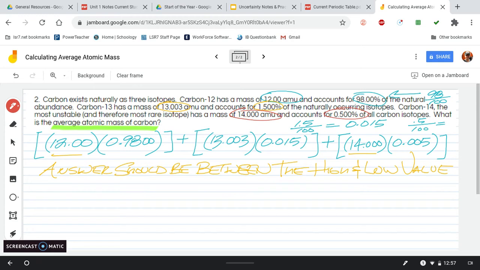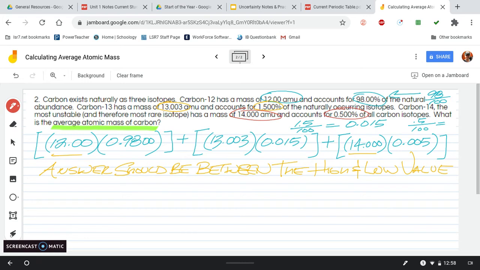So get your trusty calculator out. I got mine. I'm going to put in 12.00. I'm going to multiply it by 0.9800. I'm going to hit enter. Okay, got an answer sitting there. So now you're going to hit the plus sign. Now you're going to do, inside parentheses, 13.003 times 0.015. Close those parentheses, hit enter.